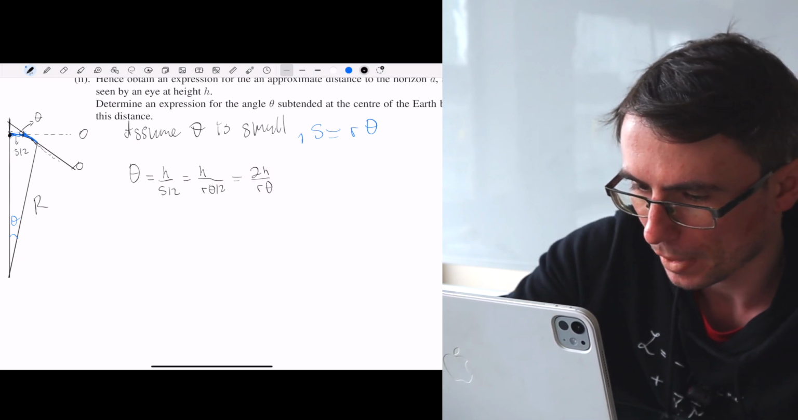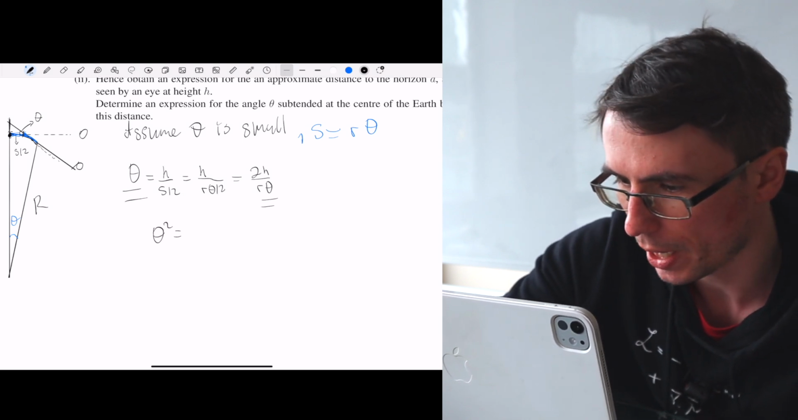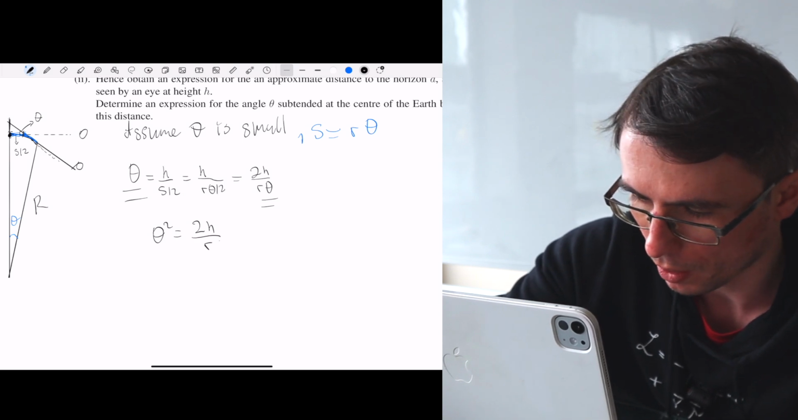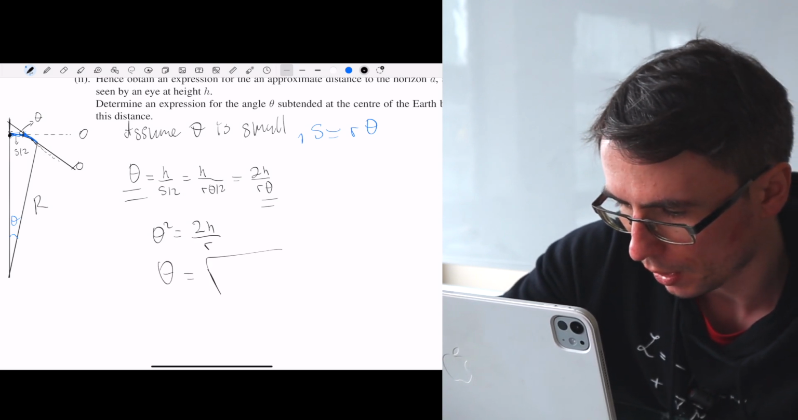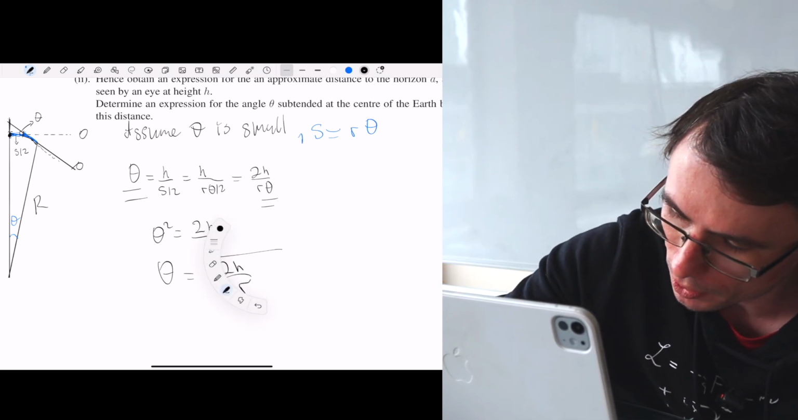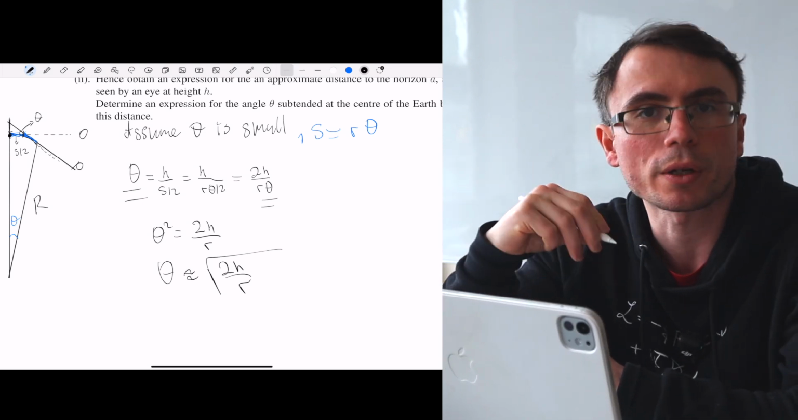Okay, now because theta is just equal to that, we can say that theta squared will be 2h over r, meaning that theta is approximately the square root of 2h over r. I'm going to add an approximate sign because that has taken quite a lot of approximation.